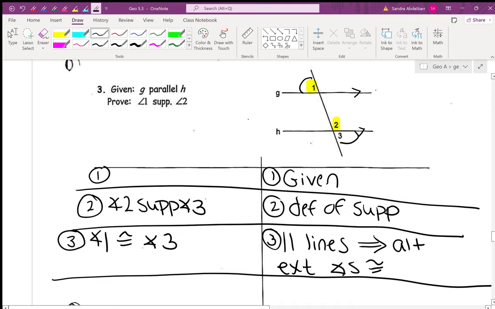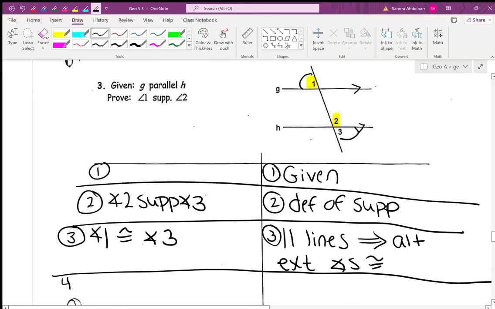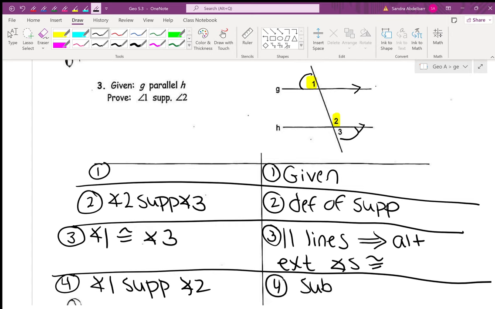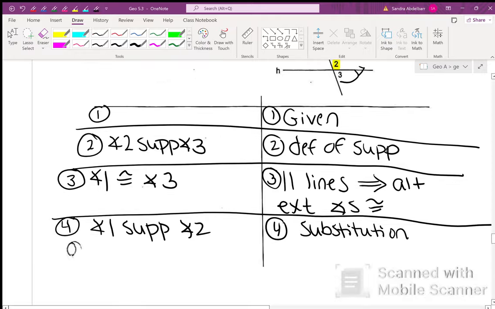Not transitive. Remember, transitive only declares congruency. Substitution. So step number 4, I'm now going to say angle 1 is a supplement to angle 2, substitution. The only reason we can't do A over is because A over is used for algebra problems. If this happened to be an algebra problem, could you have done it? Yeah. Okay, that's right. Only algebra problems, though.